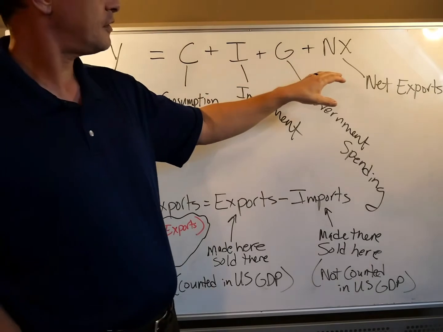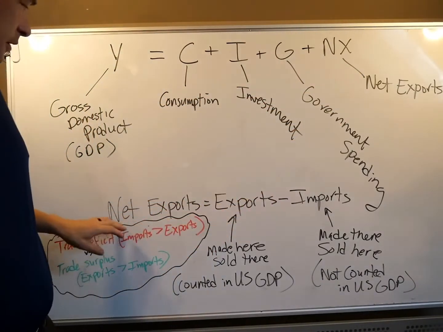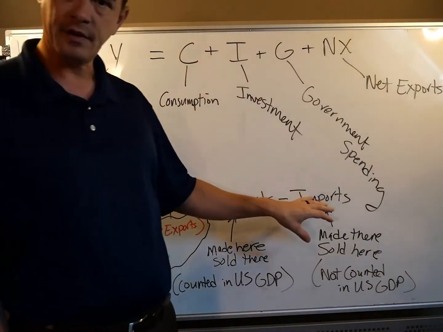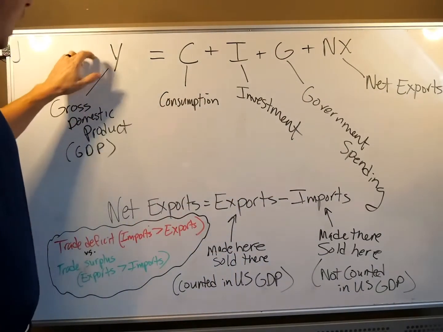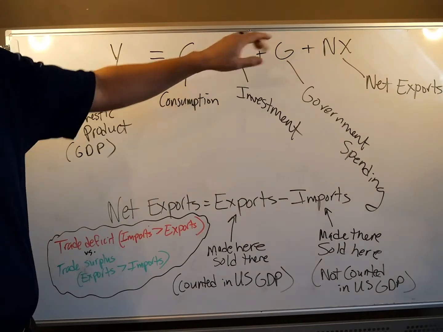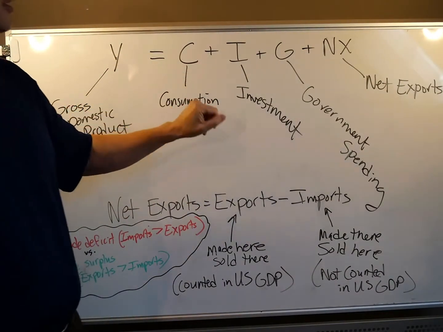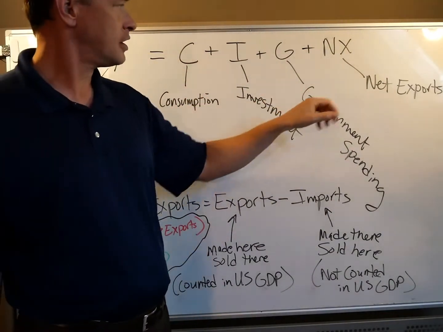Net exports, and we're going to spend a little more time on net exports, because net exports is exports minus imports, and I want to say that for just a moment, if you will. So Y equals C plus I plus G plus NX. GDP equals consumption spending plus investment spending plus government spending plus net exports.